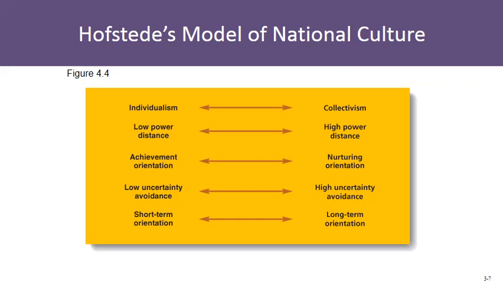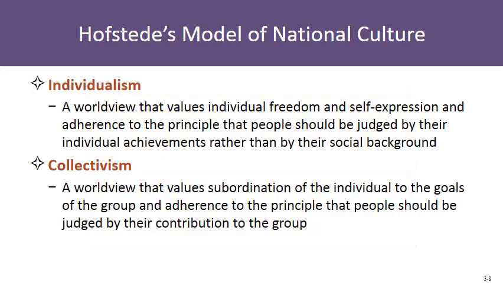And again, we're not saying that people either are an individualist or a collectivist. They fall along a spectrum. They can be halfway between low power distance and high power distance. So again, just as with personality, it's not an either or. It's a continuum of options along a path. So let's take each one.